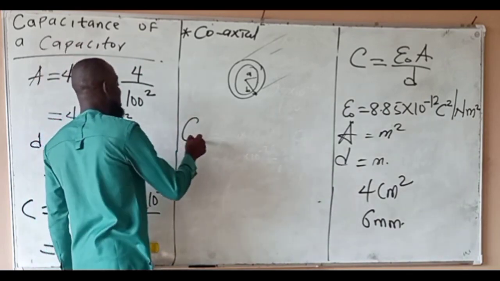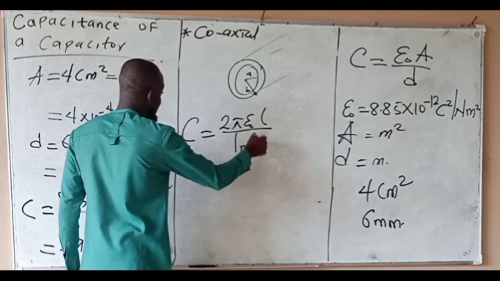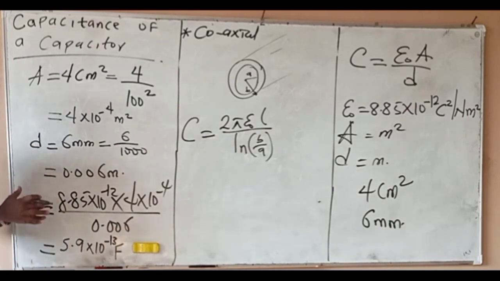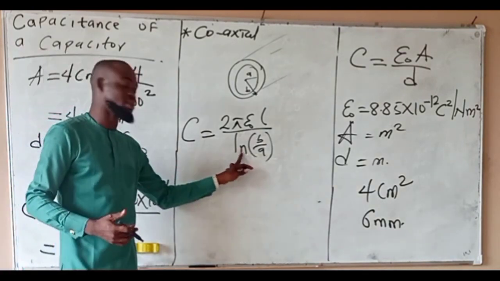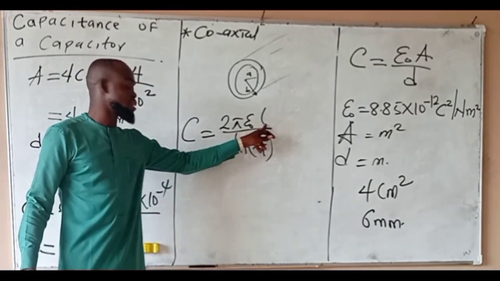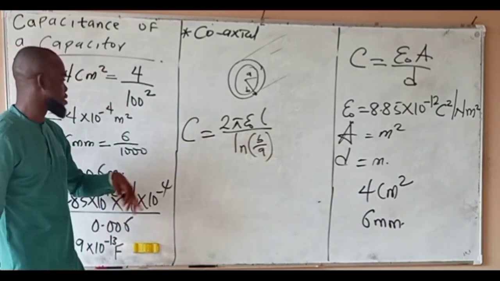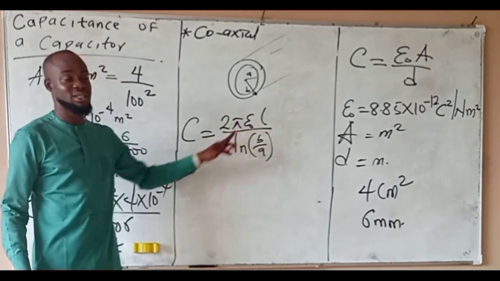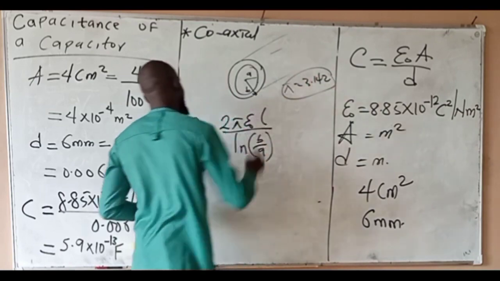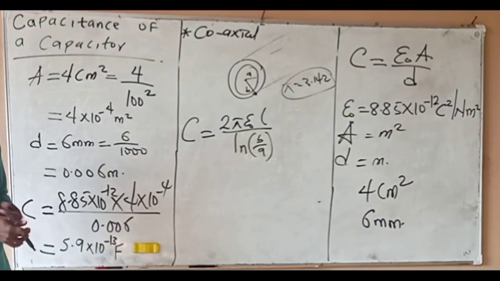So the capacitance will be equal to 2 pi epsilon naught L over ln B over A. This is how to calculate the capacitance of a coaxial cylindrical capacitor. This is a natural logarithm, or logarithm to base e. L is the length of the cylinder. B and A are the external and internal radius respectively. Pi is approximately 3.142. Then C is the capacitance of that coaxial cylindrical capacitor.